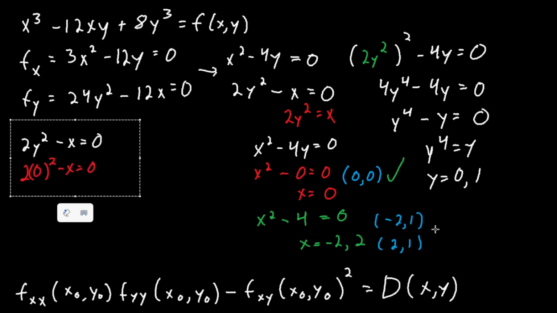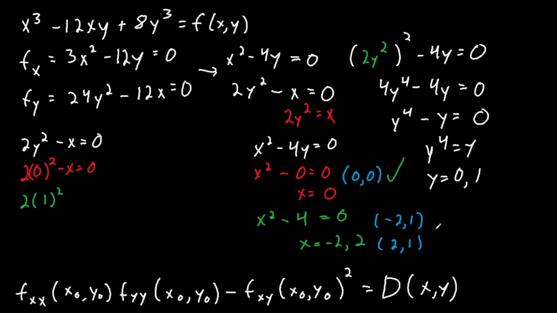How about for negative 2 and 1? Let's try negative 2 for the x value and 1 for the y value. So we try negative 2 here. We try 2 times 1 squared. Negative 2, this is plus 2 here. Equals 0. This does not hold true. So this is wrong. This point is not an extrema point because it does not meet the conditions of both of these equations in the system.